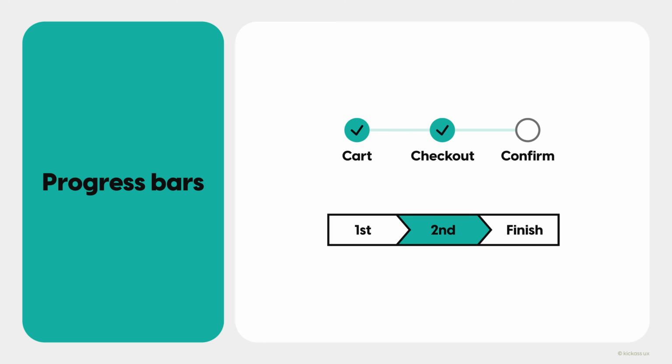23rd are progress bars. These help users determine where they are in a sequence of steps. These can be found in e-commerce checkouts or setup wizards that tell you how many steps are left to complete.